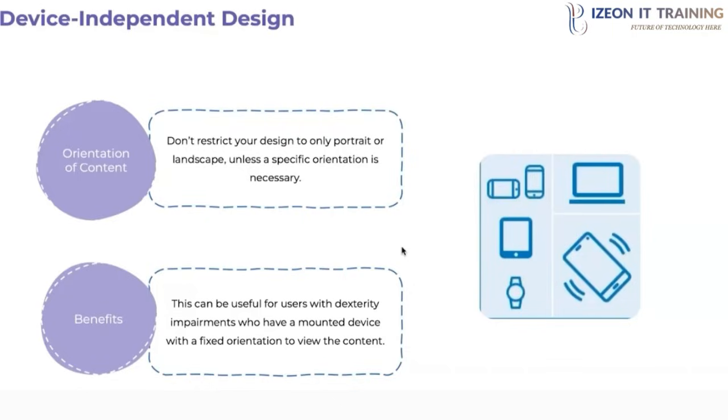That's what it means. There are users who would be using it in different use cases. This can be useful for users with dexterity impairment or who have mounted devices with a fixed orientation to view the content. So agar kisi ke paas sirf horizontal, like landscape mode mein hi they can use the tablet or something, then it will be difficult if your app does not have orientation changes built into it.